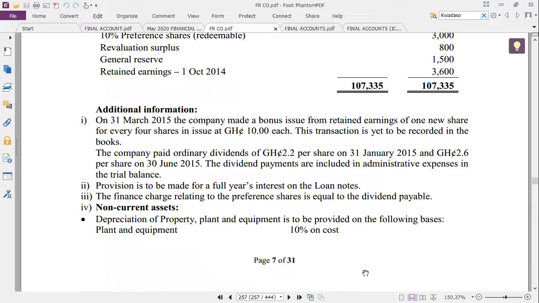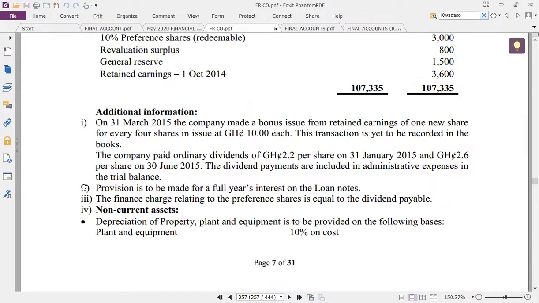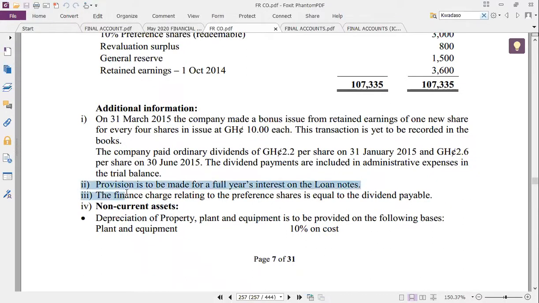Now, note 3. The finance charge relating to the preference share equal dividend payable. In fact, both note 2 and 3, the examiner could have eliminated it. It will still make sense, or it will still be valid. Yes, they have over fed us. They are giving us more than needed. So even if these two notes are not there, they are still valid. In the same way, in November 2016, May 2016, in the financial accounting, the examiner did the same thing. Good.